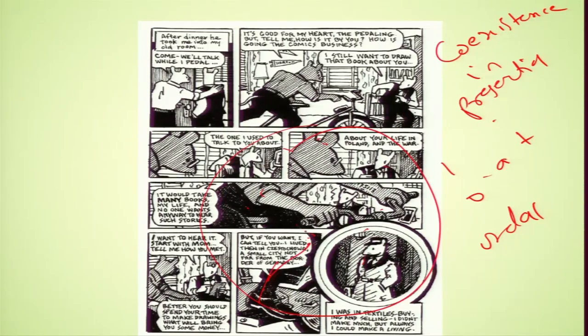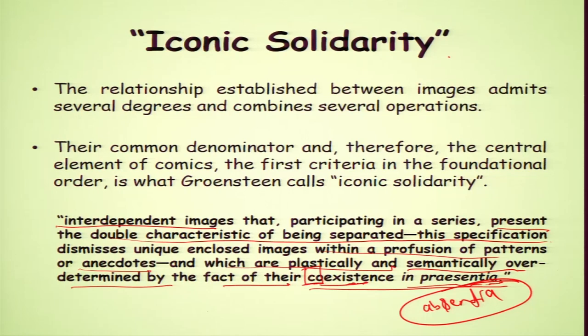This exists along with this and then this. So they all are coexisting, right? And what else do we also see? That interdependent, participating, they all are participating in a series, right? So this is a definition of, before understanding the importance of iconic solidarity, let's understand the connection that Groensteen draws between literature and comics.